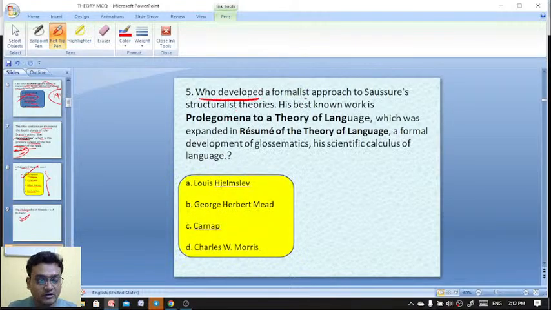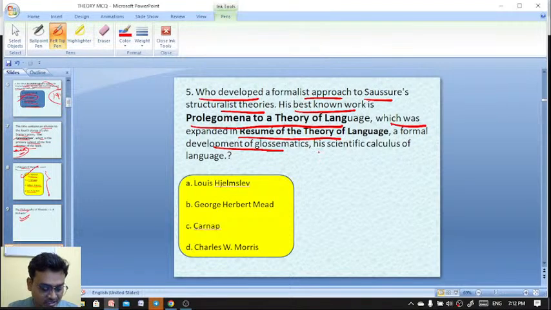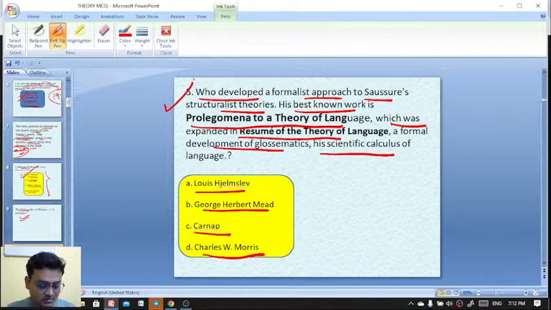Chalo. The new critic who developed a formalist approach to Saussure's structuralist theories? His best known work is Prolegomena to a Theory of Language, which was expanded in Resume of the Theory of Language, a formal development of glossematics, which is actually his scientific calculus of language. Louis Hjelmslev, George Herbert Mead, Carnegie, Charles W. Morris. Okay, we have done this question a few days ago. Prolegomena to a Theory of Language, his best known work.